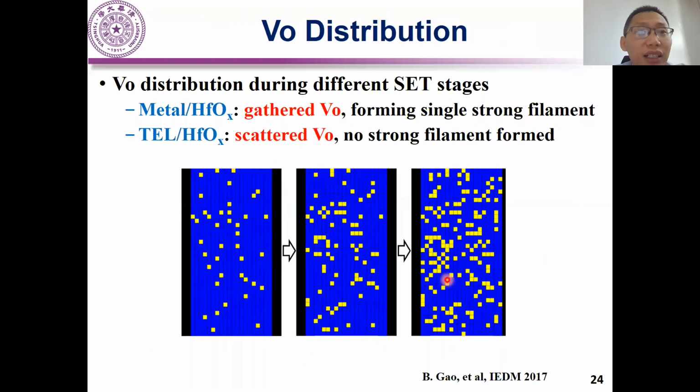So in this case, the oxygen vacancies do not gather together. The KMC simulation results show that after introducing this TL, vacancies are more likely to be scattered. No strong filament is observed. As the set process goes on, the oxygen vacancy density increases.